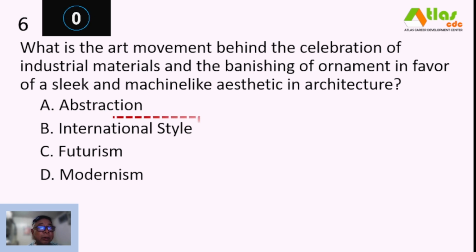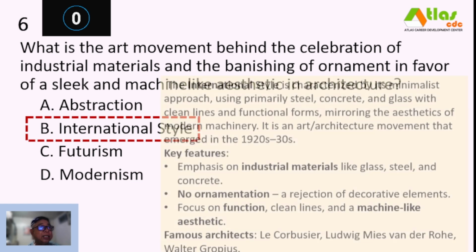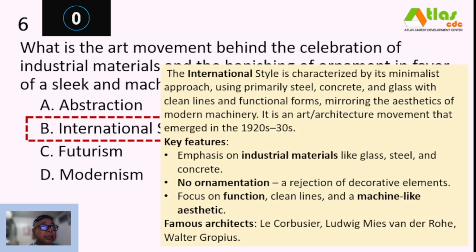And our correct answer is letter B, International style. So the international style is characterized by its minimalist approach, using primarily steel, concrete, and glass with clean lines and functional forms, mirroring the aesthetics of modern machinery. It is an art or architecture movement that emerged in the 1920s to 30s.